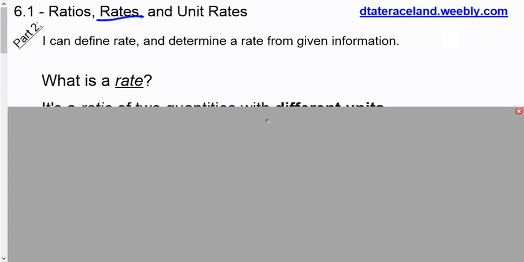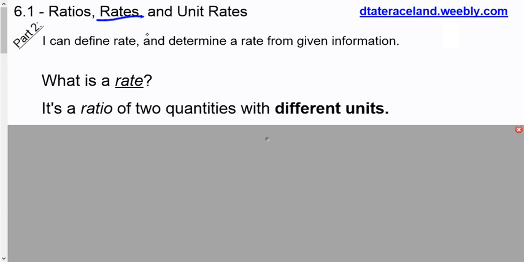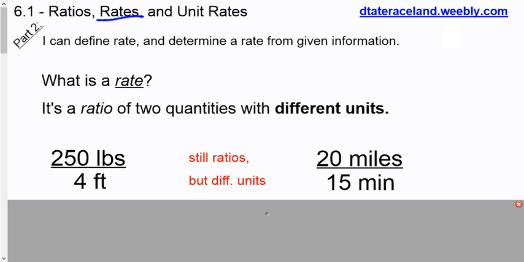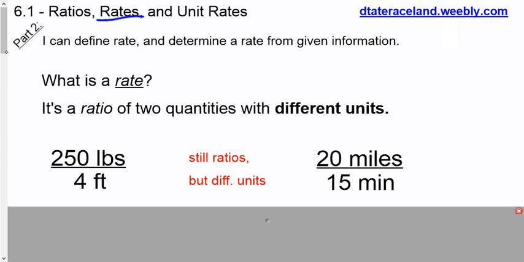What is a rate? It's nothing more than a ratio, see we know what a ratio is, of two quantities that have different units. And I told you on the previous lesson that once we started putting units to it, you'd actually understand what we're talking about when a ratio is a comparison of these two different numbers. And that's going to give us a lot of vital information there. So let's take a look at two different rates.